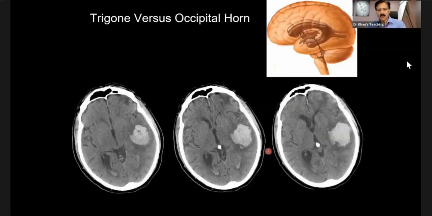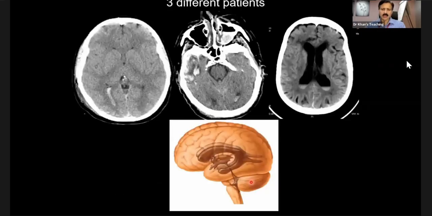Now, look here, intraparenchymal hematoma, and it has gone into the occipital horns. So this is the trigone. It has gone into the occipital horn here. Three different patients, occipital horn. This one is in the ventricles, but this is at the level of the trigone. This is the body.